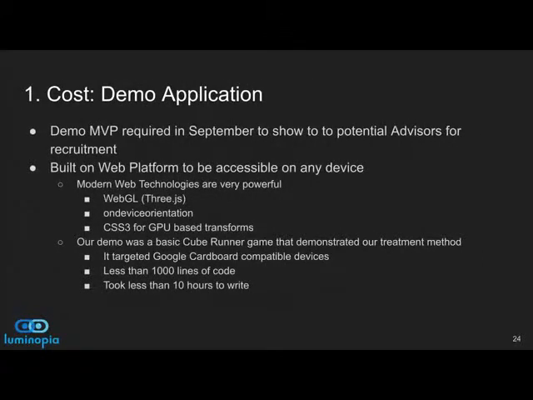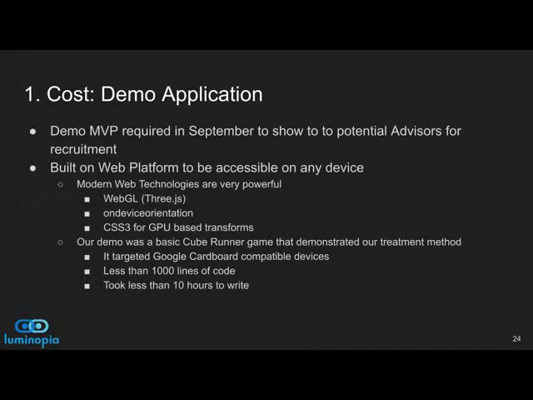So we had to develop a demo minimum viable product back at our start in September in order to come to advisors to show how our treatment worked, and also to come to investors to show what we were developing more extensive prototypes around. And for this initial demo, we didn't want to waste extensive resources on it. We just wanted to get it done with. And thanks to new simple technologies, we were able to do it pretty well.